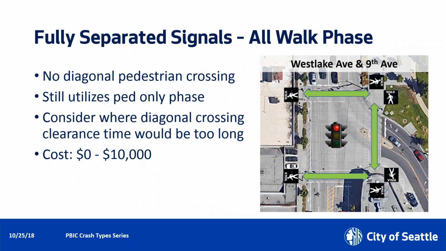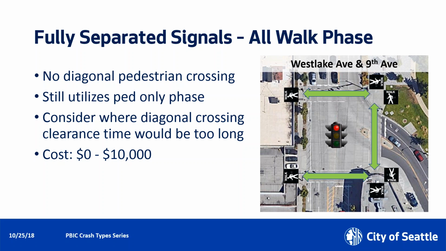And then I just wanted to differentiate a little bit between an all-way walk and an all-walk phase. The one disadvantage to an all-way walk is you do have to provide for those diagonal movements, and if you have a wide and large intersection, you might have to increase your cycle length and potentially increase the delay to motor vehicles or decrease your LOS to a point where it may not be beneficial.